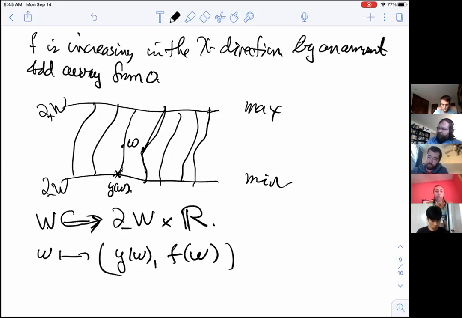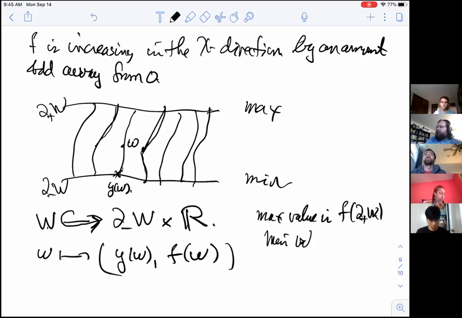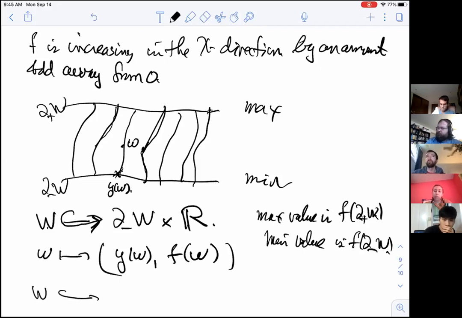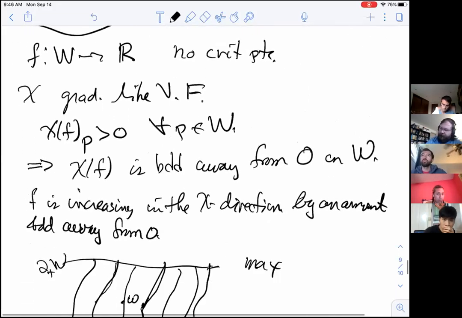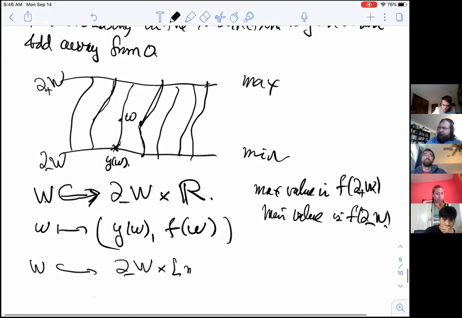And the maximum value is F of boundary plus W, because the value at any point increases as you move up to the boundary, and the minimum value is F of boundary minus W. And so in fact, we have an embedding of W into boundary minus W cross AB, whatever the minimum and maximum are. And it's easy to see that's an isomorphism.